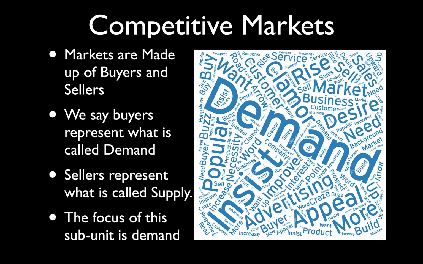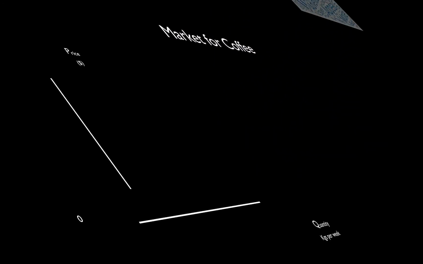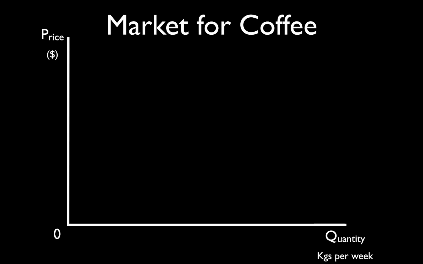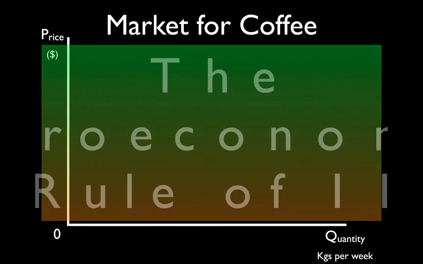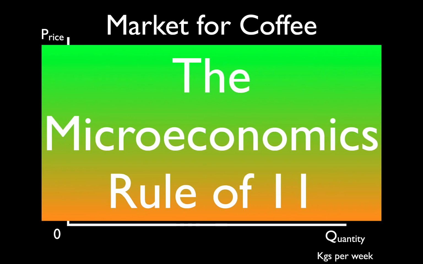And the focus of this immediate playlist of videos is going to be demand, but obviously we're going to go on to supply and equilibrium. And with that in mind, I just want to introduce something that's really, really important here. Now, before we start, we are going to look at something which is called the Microeconomics Rule of 11. I got this off my very good friend and economics teacher, Brad Cartwright. Give his channel a look. I'm sure it's fantastic, okay? It's the Microeconomics Rule of 11.